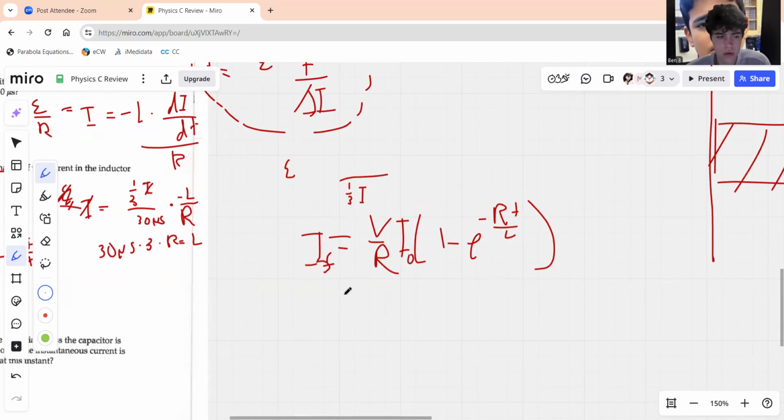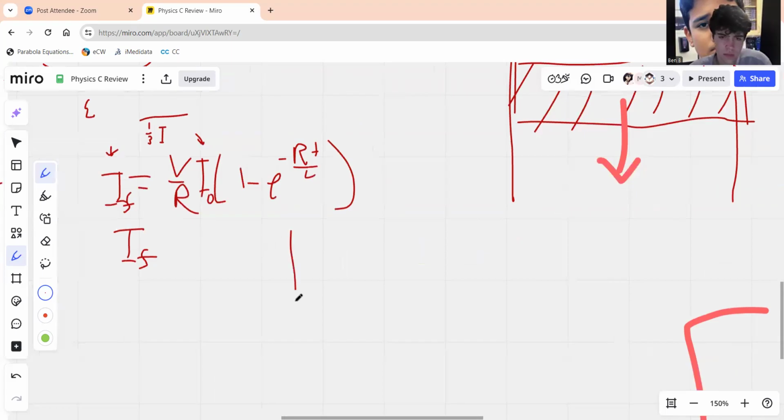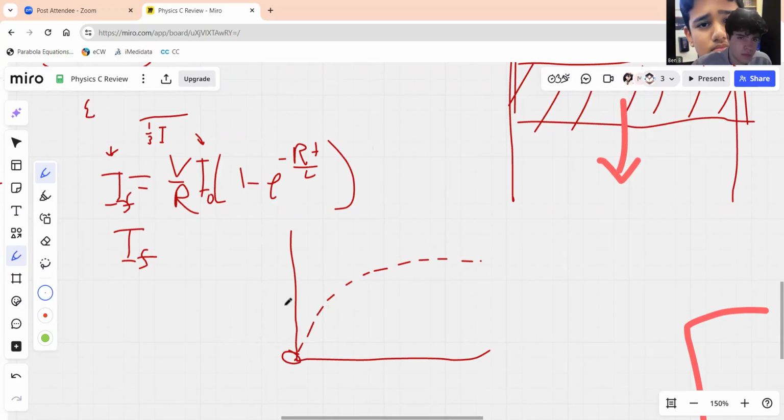Is that true? I thought I naught was replaced with I final. No, this should be I final. Isn't I final a function? I don't know, maybe I'm wrong. I final is a function. So the graph looks like this, right? Because the inductor is initially 0, and then it does the thing.